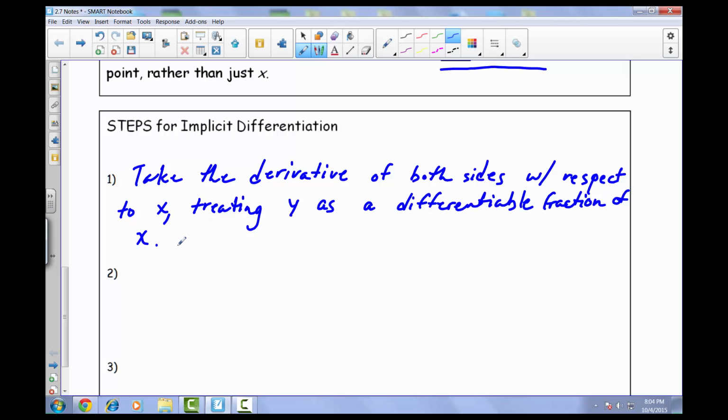So what we mean by that is when you're trying to take the derivative of both sides, you'll literally end up with dy over dx somewhere in there. You'll end up with the derivative of y as a differentiable function of x. So you should end up with some dy over dx as a result of that. And then for step 2, the goal is to solve for that dy over dx.